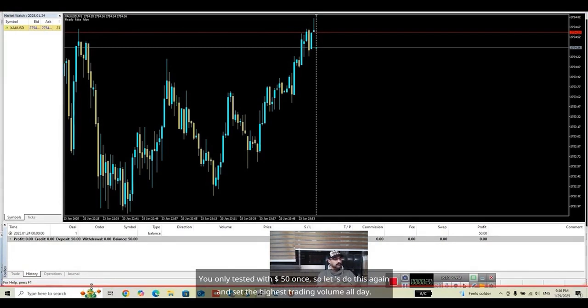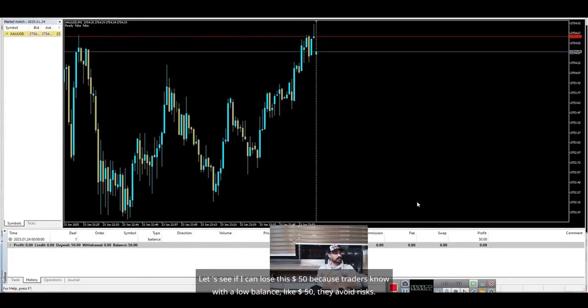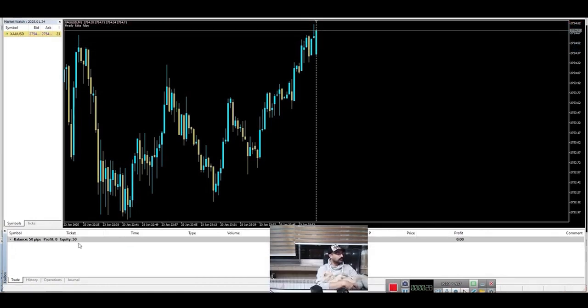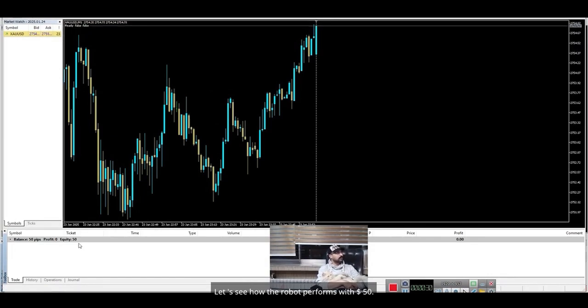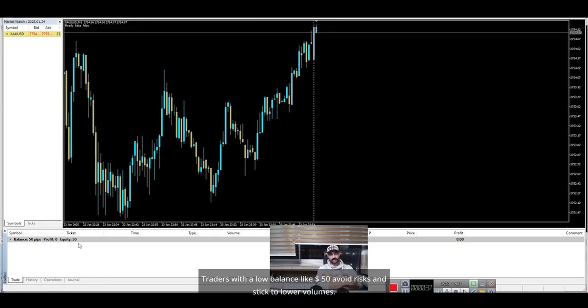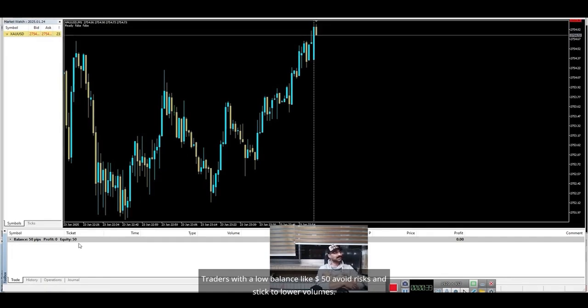and set the highest trading volume all day. Let's see if I can lose this $50, because traders know that with a low balance like $50 they avoid risks. Let's see how the robot performs with $50. We should test again, setting the highest trading volume for the day. Traders with a low balance, like $50, avoid risks and stick to lower volumes.